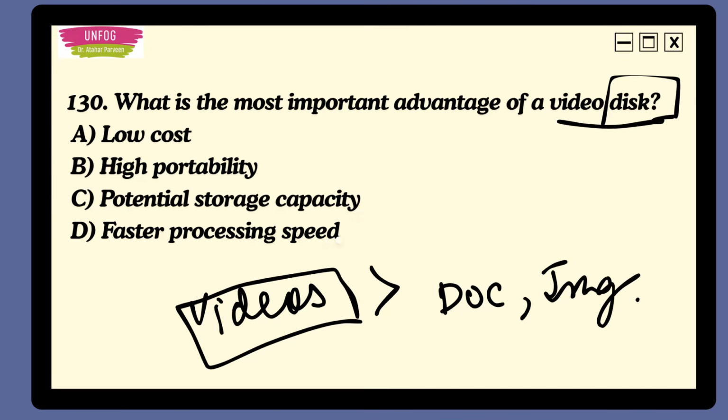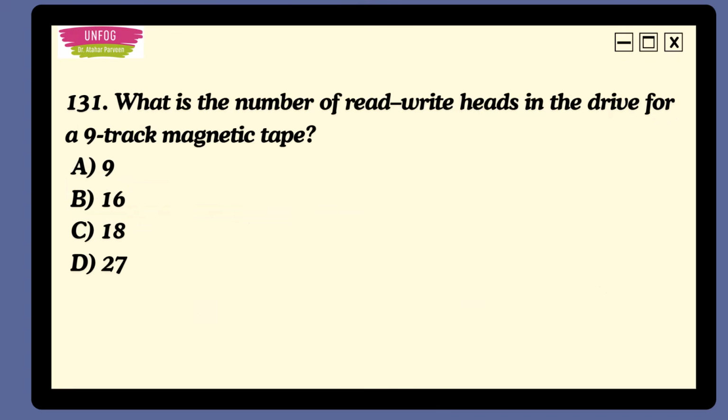What will we do with low cost, high portability and processing speed if we don't have storage only? You understand what I'm saying? If you don't have storage to store your video, you can't do anything else. Your video will simply not exist. That is why the most important advantage a video disk can give you is potential storage capacity. Okay, this will be our right answer. Next question. Question 131. What is the number of read-write heads in the drive for a 9-track magnetic tape?